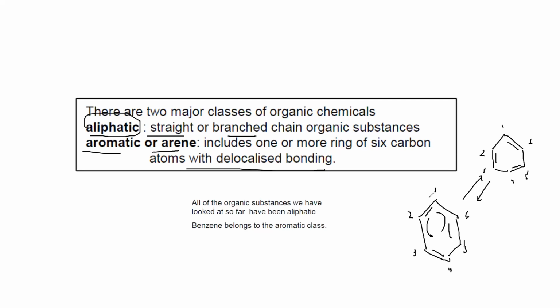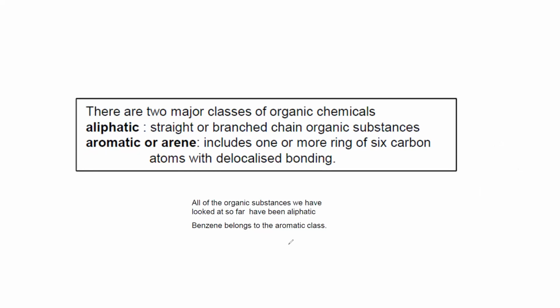Aliphatic compounds are straight or branched hydrocarbons. All the chemistry you studied until now, all the compounds you studied, were aliphatic. But now aromatic compounds. Why do we use the term aromatic? It is from aroma, because these compounds have a distinctive smell whenever a compound has a benzene ring.